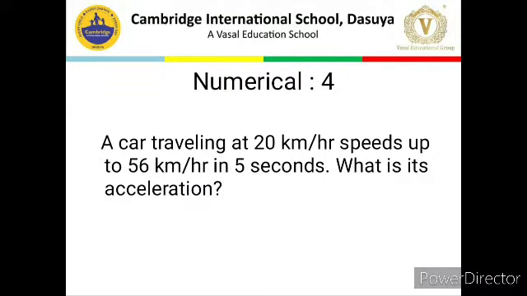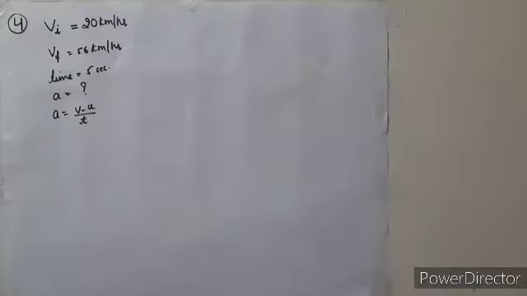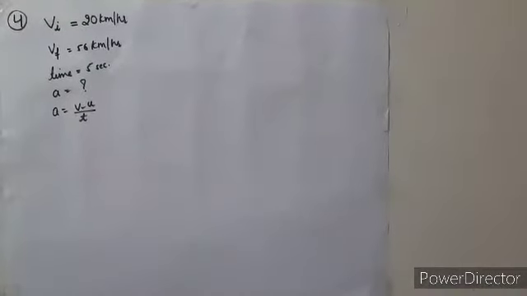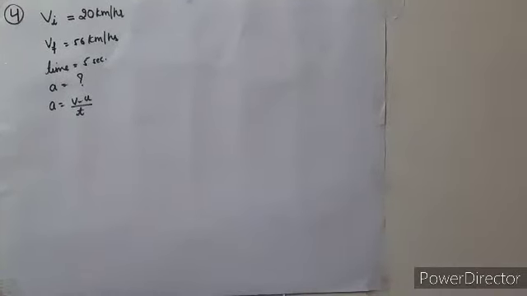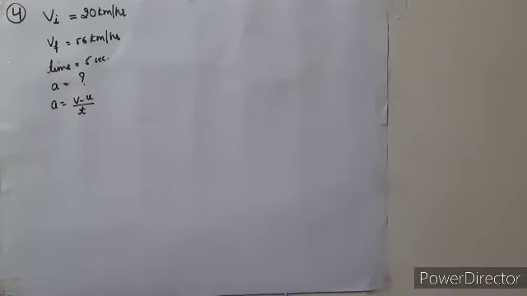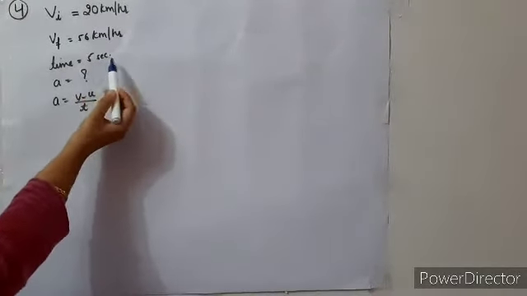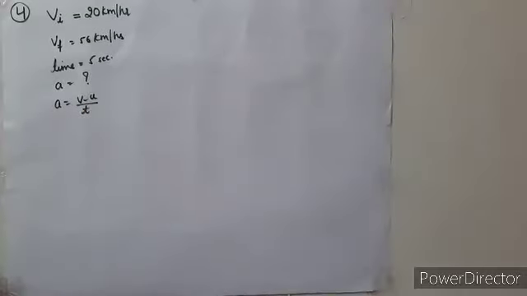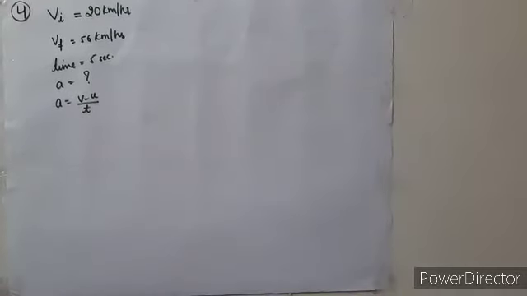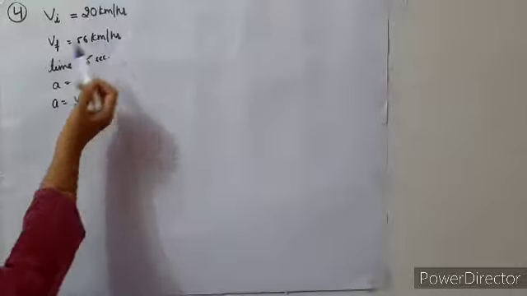Fourth numerical, a car traveling at 20 km per hour speeds up to 56 km per hour in 5 seconds. What is its acceleration? Now in this question, the initial velocity is given to us as 20 km per hour and the final velocity is given as 56 km per hour. Okay, and the time is given as 5 seconds. We have to find out acceleration. Now, first of all, there is a requirement to do the conversion.